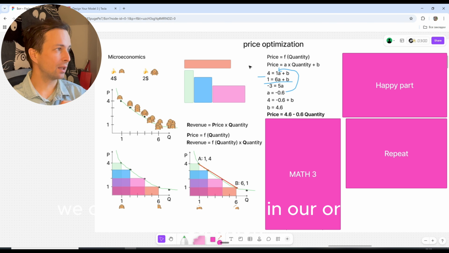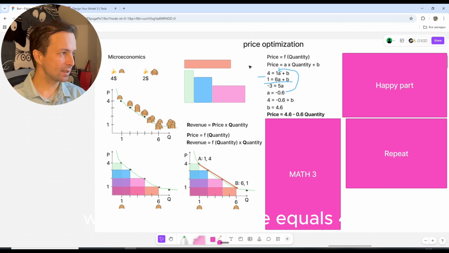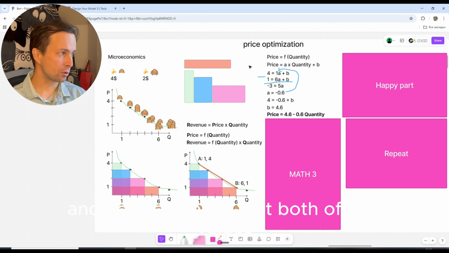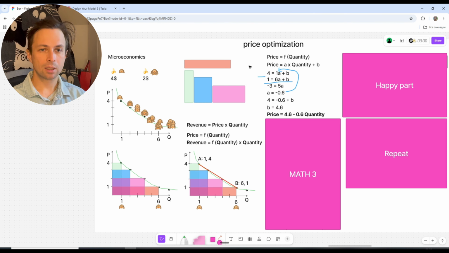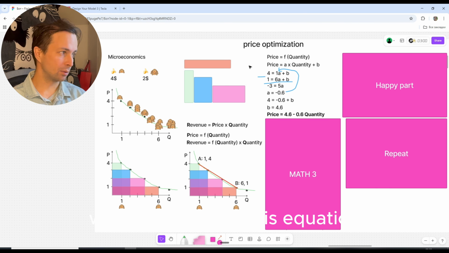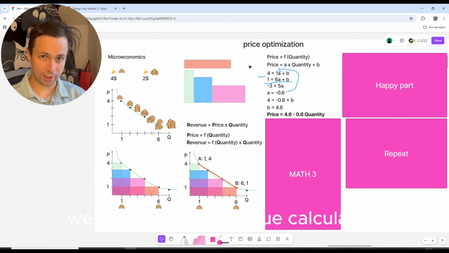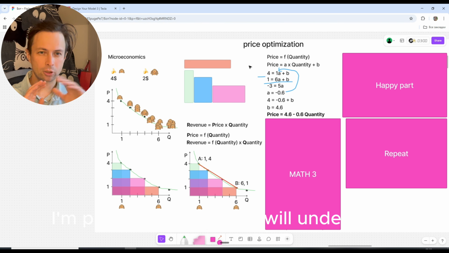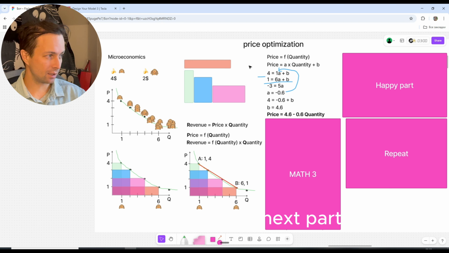And finally, we can replace A and B in our original equation for price and quantity. We can say that price equals 4.6 minus 0.6 multiplied by quantity. And you can check that both of our values will satisfy this equation. We are going to revenue calculation, and it is the most difficult part. But if you already made it to it, I'm pretty sure that you will understand everything in the next part.